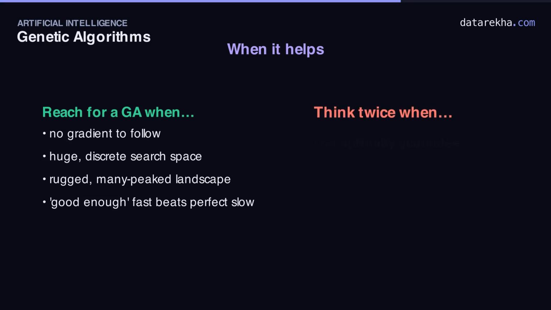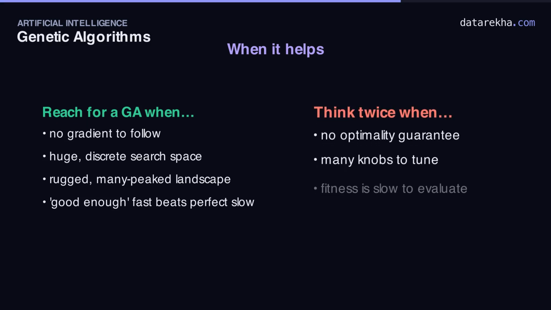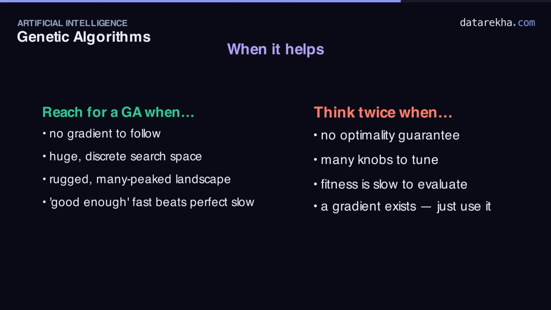But be honest about the costs. A genetic algorithm gives you no guarantee of the true optimum, only a decent answer. It has many knobs: population size, mutation rate, crossover rate, how you select. Every fitness evaluation can be expensive, and there are thousands of them. And if a real gradient exists, plain gradient descent is almost always faster. Don't reach for evolution out of habit.